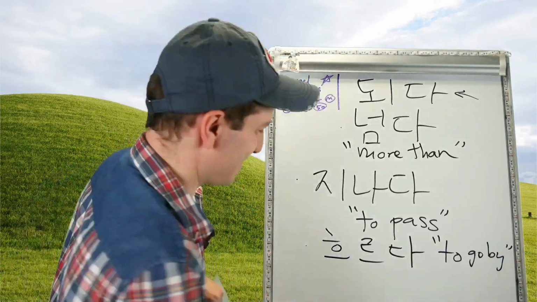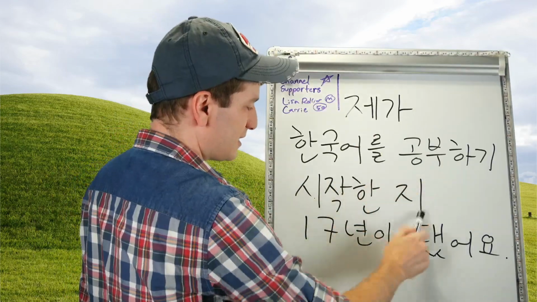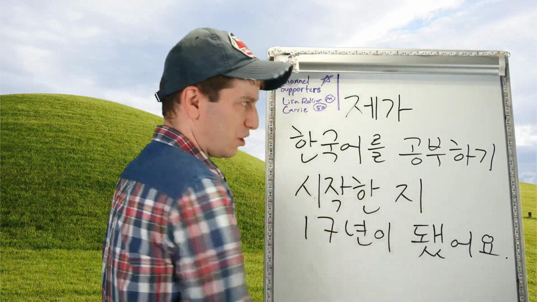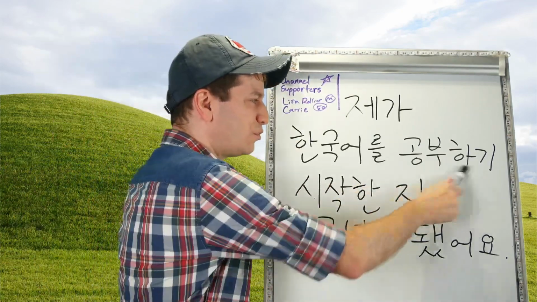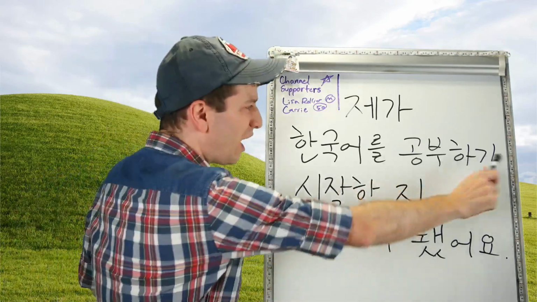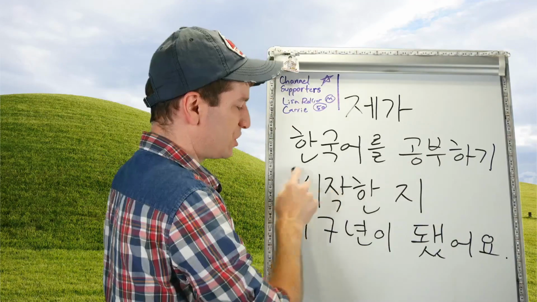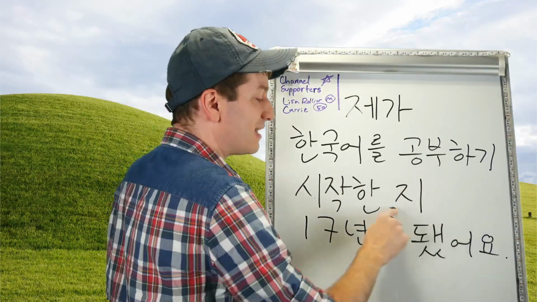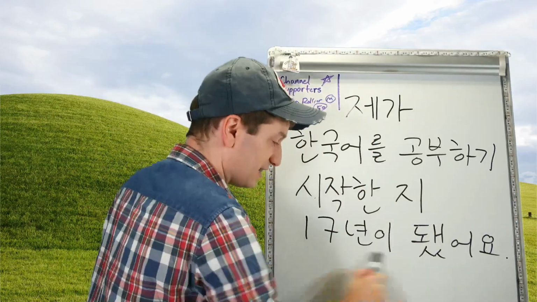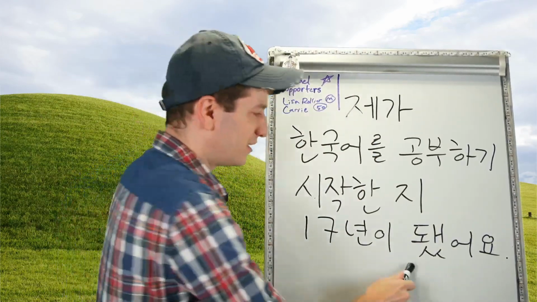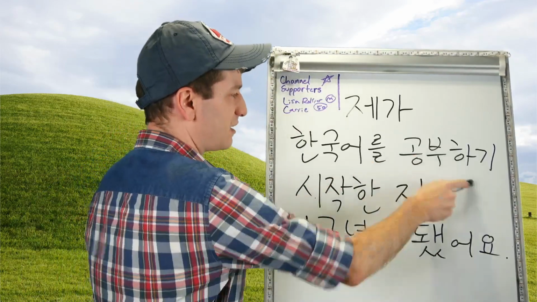Let's do our first sentence. 한국어를 공부하기 시작한 지 17년이 됐어요. So 한국어, Korean, 공부하다, study. 공부하기 시작하다, literally to start studying. So 시작한 지, since the time that I started studying Korean, 17년, 17 years. 됐어요. So it has been 17 years since I started studying Korean.